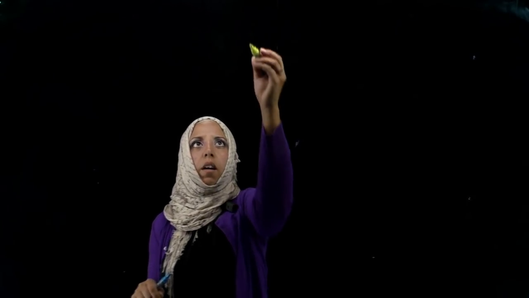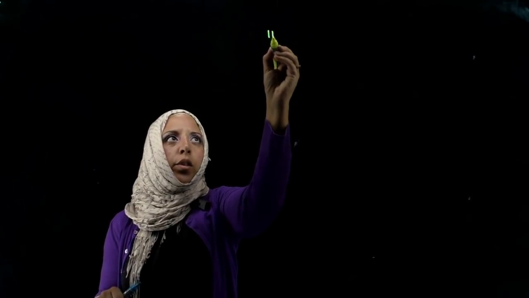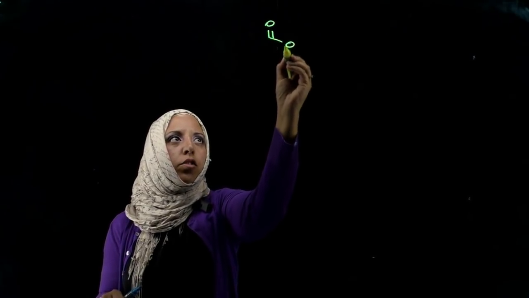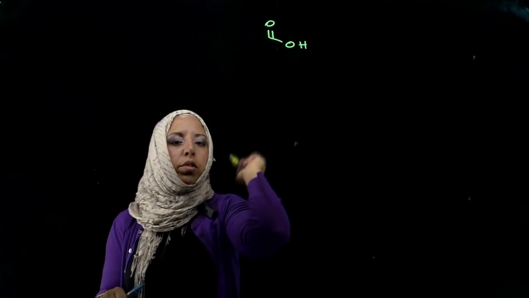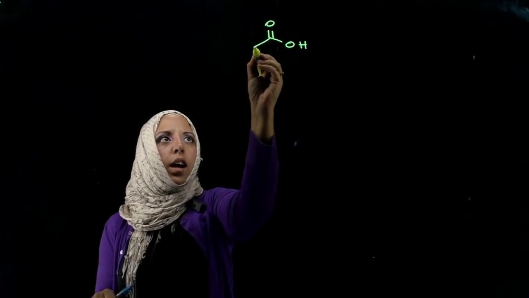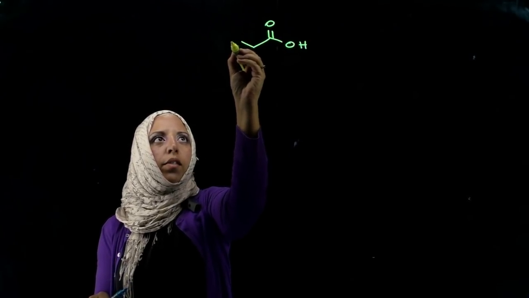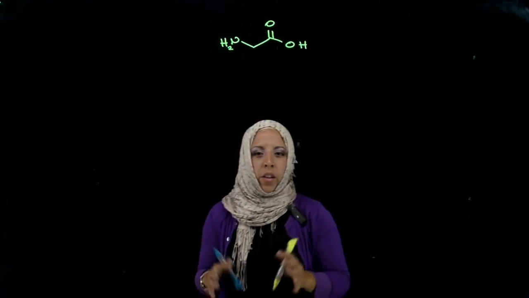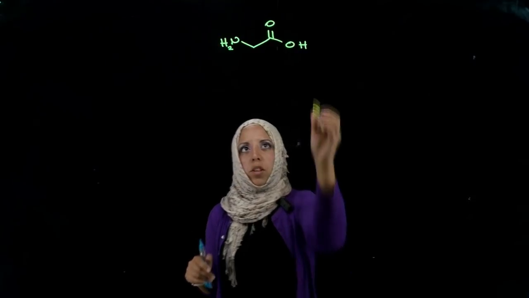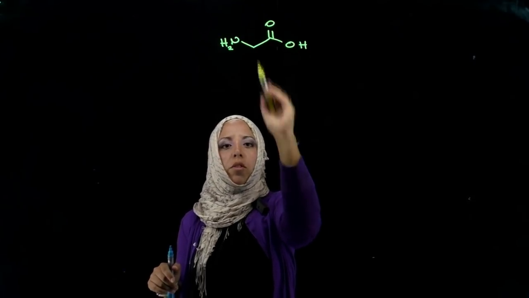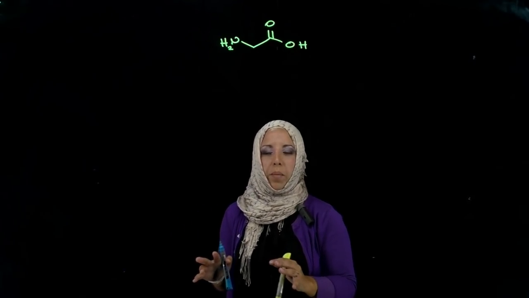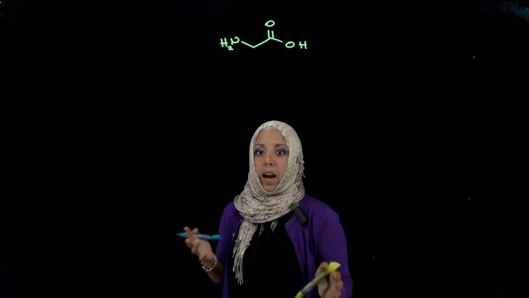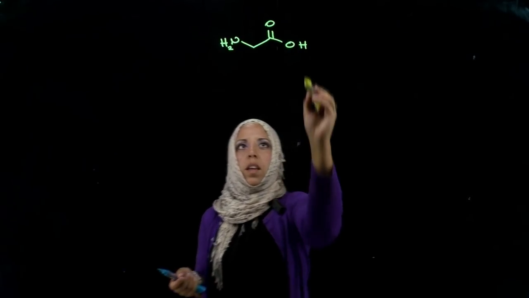So let's start with the basic structure of an amino acid, which contains a carboxylic acid group, right? We'll draw it protonated for now. And it has an alpha carbon, and that alpha carbon is connected to an amino group. So that's the basic structure: a carboxylic acid group, an amino group, and an alpha carbon.